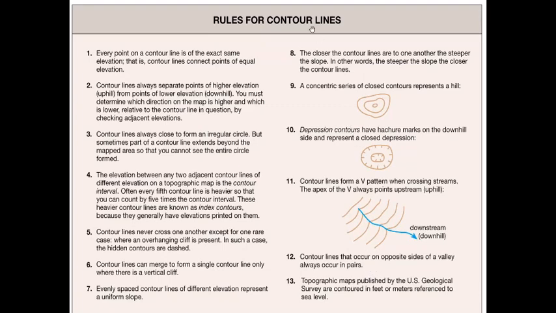So the rules for drawing the contour lines. Every point on a contour line is of the exact same elevation, that is, contour lines connect points of equal elevation. Whenever you have a contour map, every point on each line has the same elevation. So that's rule number one. Contour lines always separate points of higher elevation from points of lower elevation, so uphill points from the downhill points, and you must determine which direction on the map is higher and which is lower relative to the contour line in question by checking the adjacent elevation.